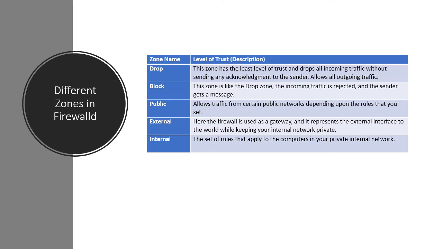External. Here, the firewall is used as a gateway, and it represents the external interface to the world while keeping your internal network private, sort of a NAT. Internal, the set of rules that apply to the computers in your private internal network.